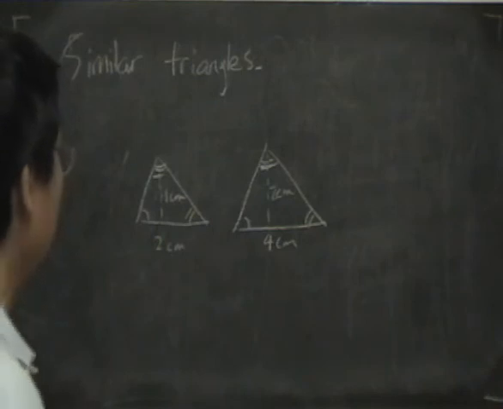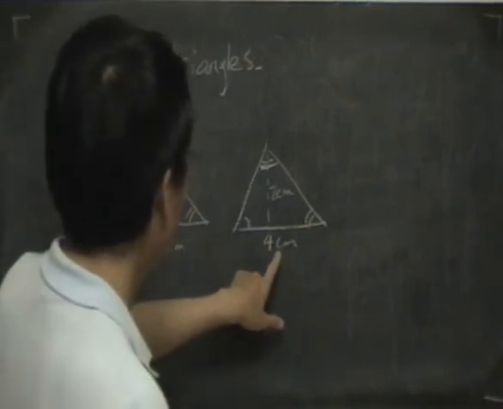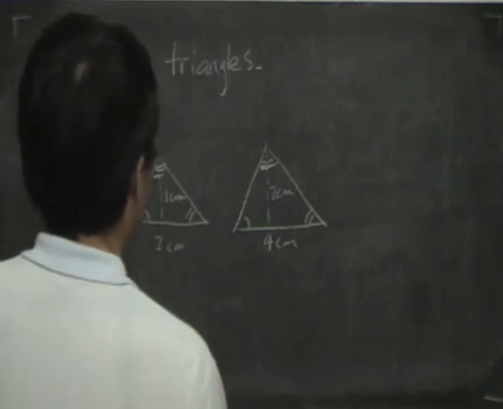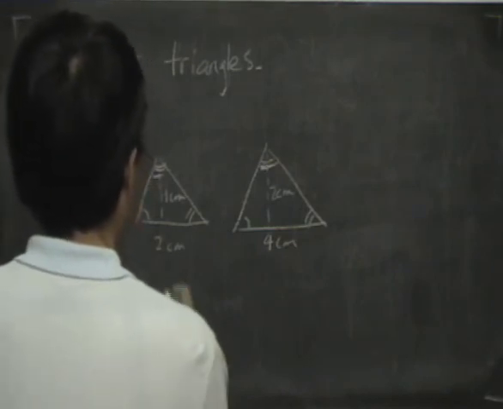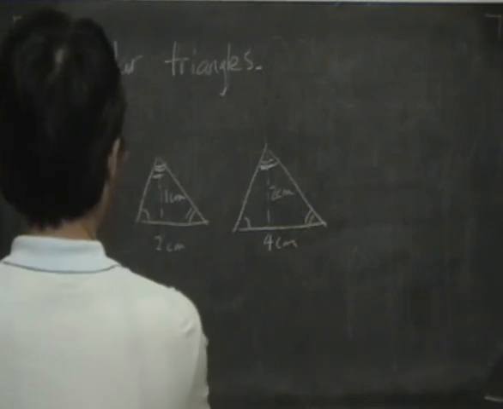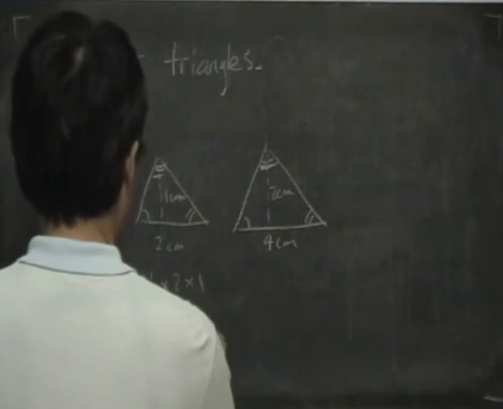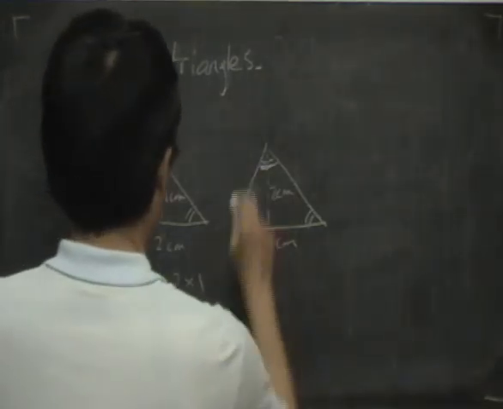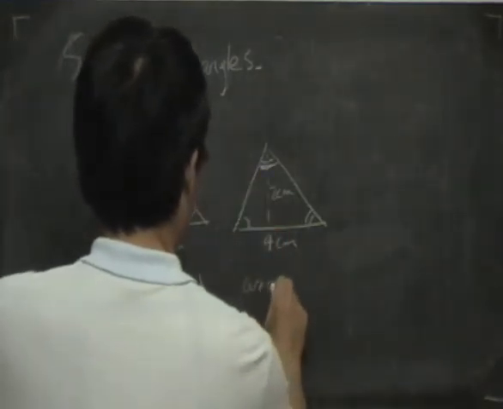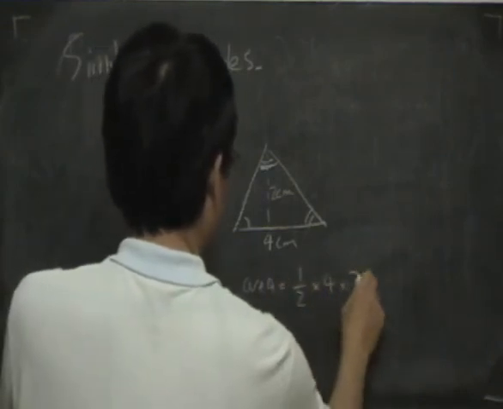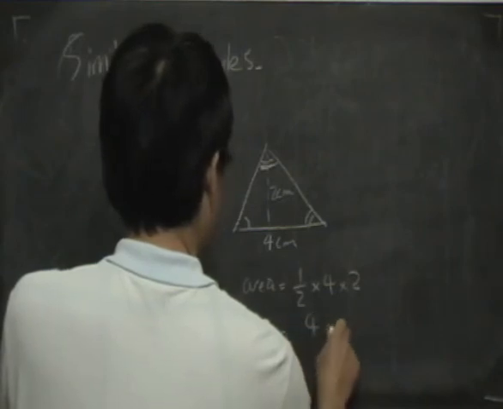Now you can see that the length is 2 times of this. Now let's try and find the area. In this case, the area is half base times height, so half times 2 times 1, that is 1 cm squared. And in that case, the area is half times 4 times 2, that's 4 centimeter squared.